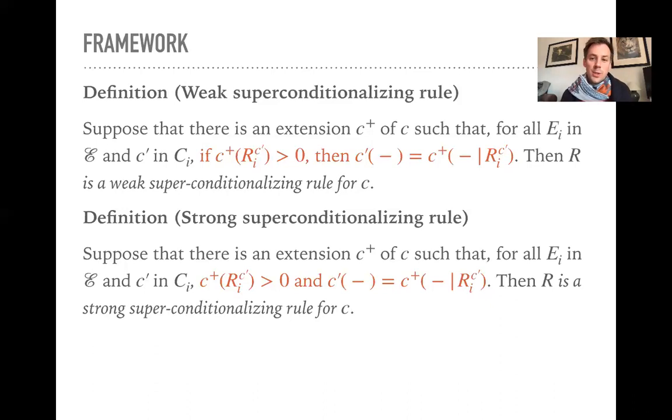So the difference between weak and strong superconditionalizing is that the weak one doesn't assume that you assign positive credence to each of these new propositions. You could assign zero credence to some of those, in which case it doesn't tell you anything about what that updated credence function would be like. But whenever you do assign positive credence, then the updated credence function should be the result of conditionalizing the extended prior on that proposition. The strong superconditionalizing rule does demand that you assign non-zero credence to each of these propositions about how you will respond. So your extended credence function thought that each of these ways of responding was sort of possible.